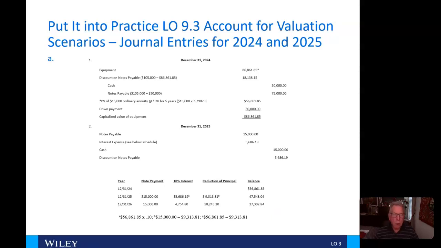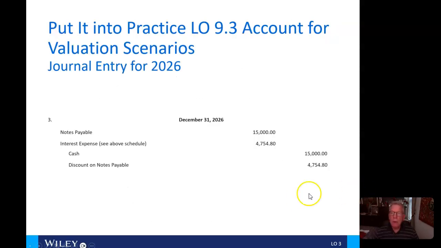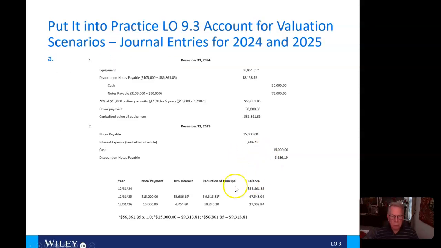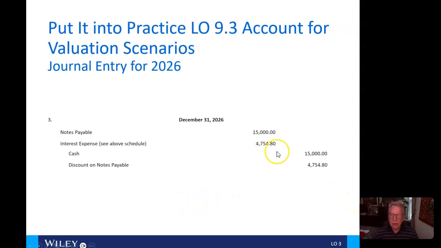Okay, so again, now for the journal entry for 2026, again, we'll reduce the notes payable by the remaining 15,000. We have the interest expense from this schedule here, and then the 15,000 in cash that we paid and the reduction of the discount on the notes payable.